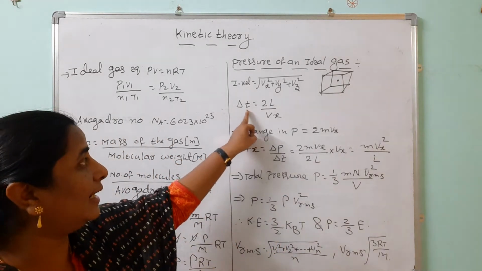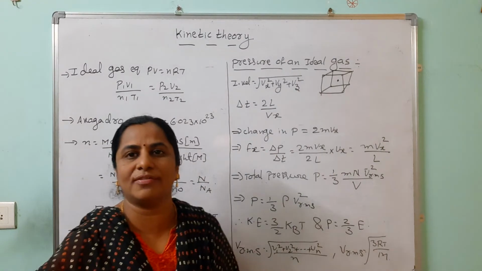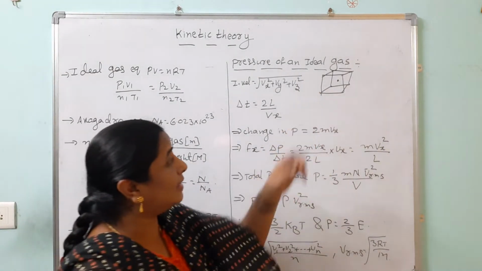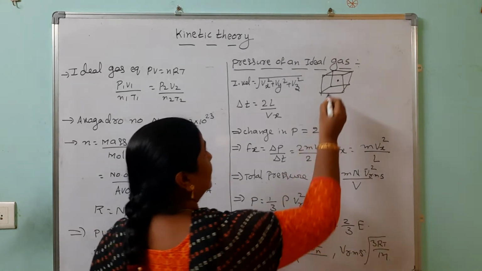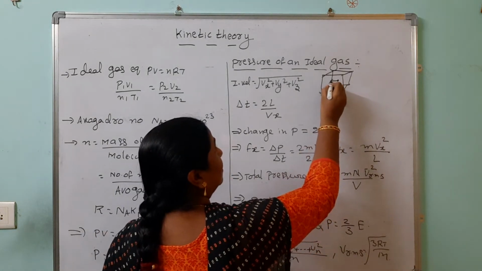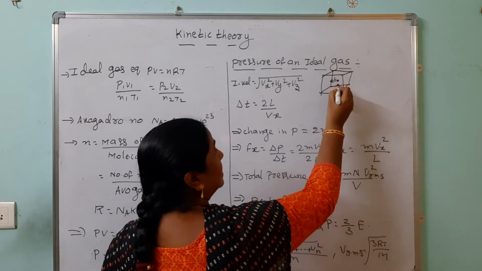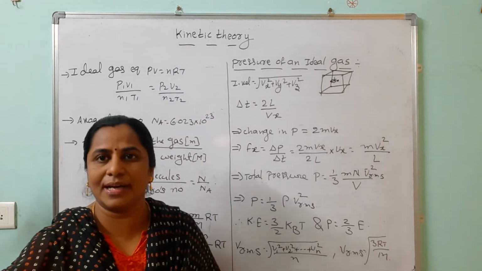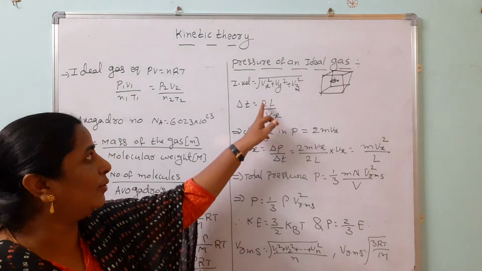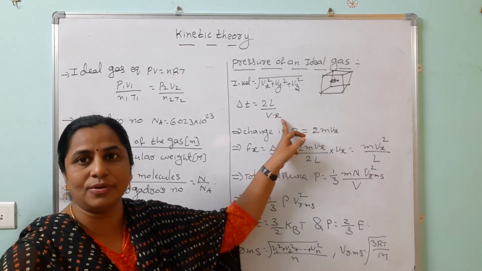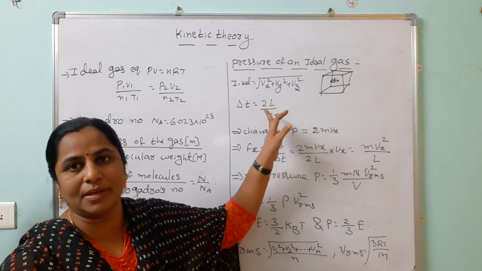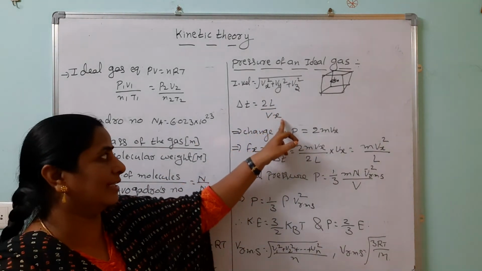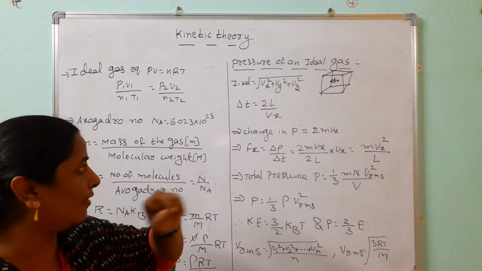Now delta t, time, is how much? The general formula for time is distance by velocity. But here you consider this is moving along the x-axis and it makes a collision. It travels a distance L and comes back with the same velocity. So total distance is how much? L plus L, 2L. 2L by Vx. So you should remember the general formula. Change in time or time interval is 2L by Vx. L is the length or distance covered.